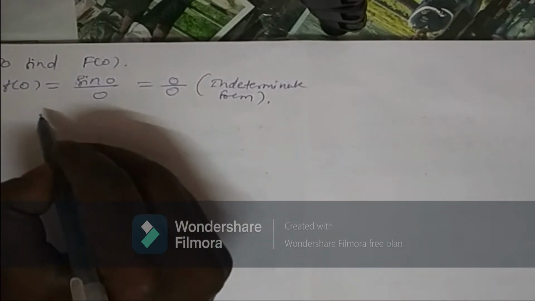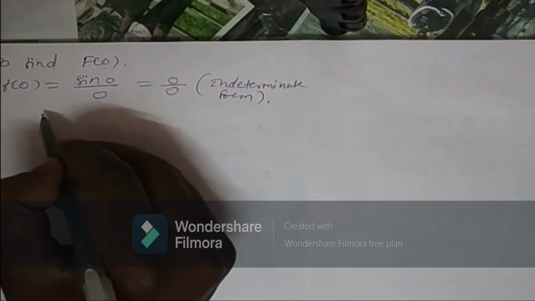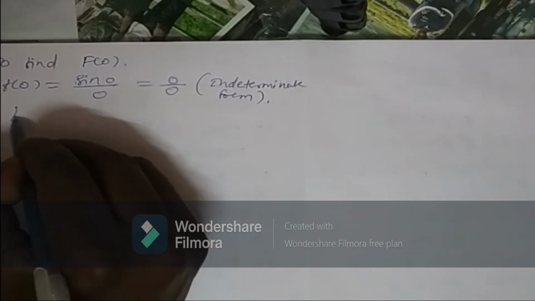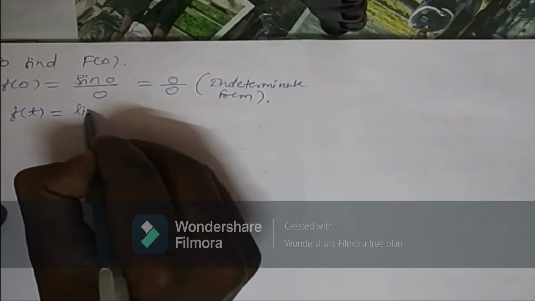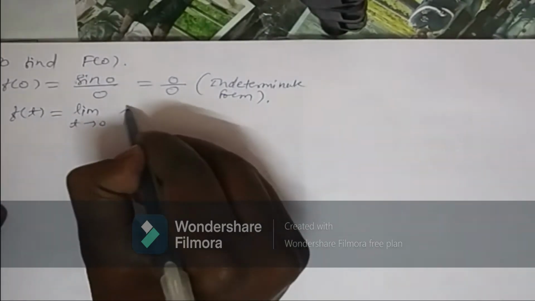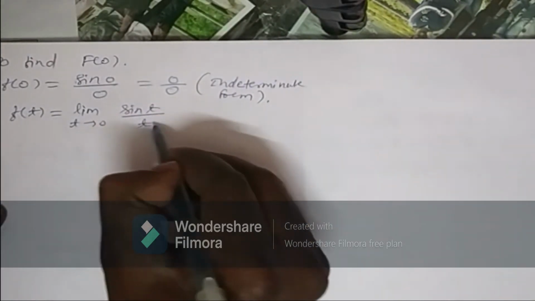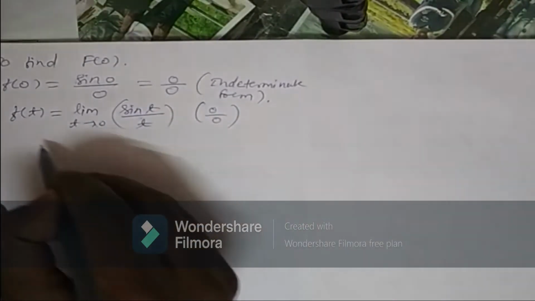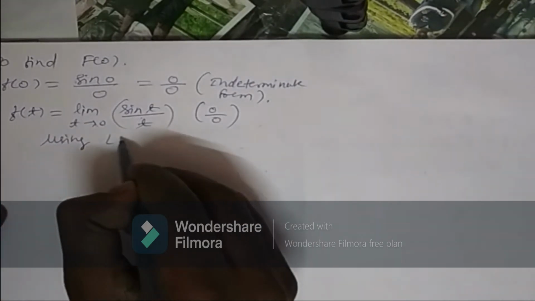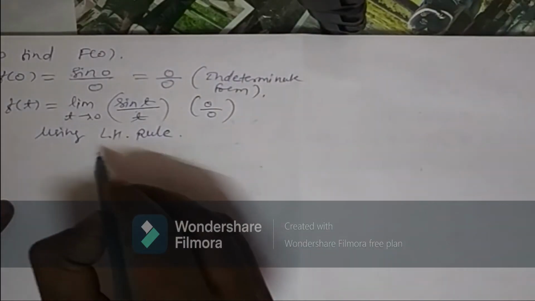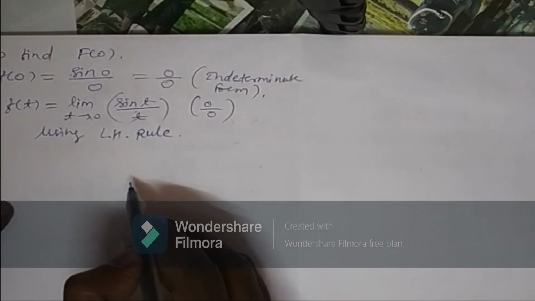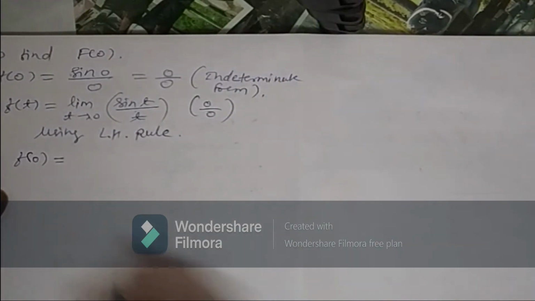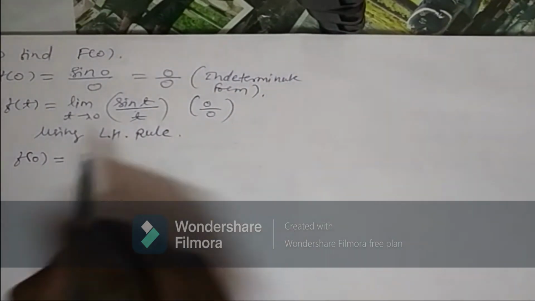Whenever there is an indeterminate form, we know that we use the L'Hospital rule. Okay. So for that, we have to take the limiting value of this sin t upon t. So f of 0 is equal to limit t tends to 0 of sin t upon t. But when we put t equal to 0 here, we are getting 0 by 0. So using L'Hospital rule, what can we write here?